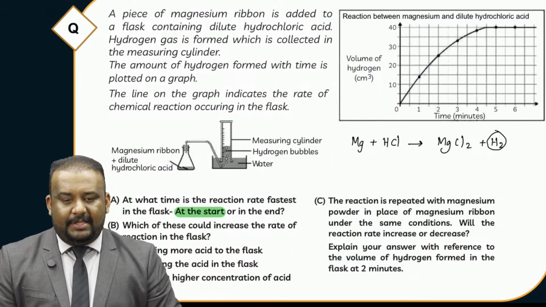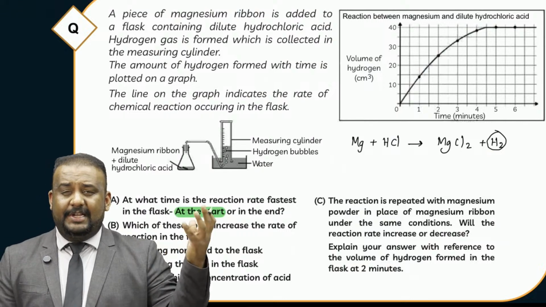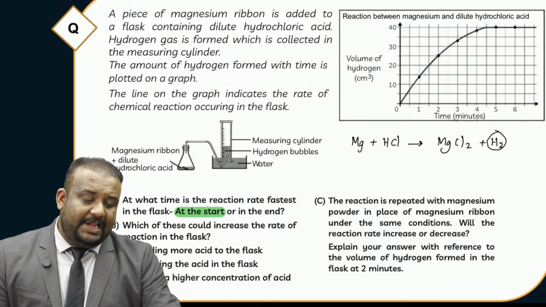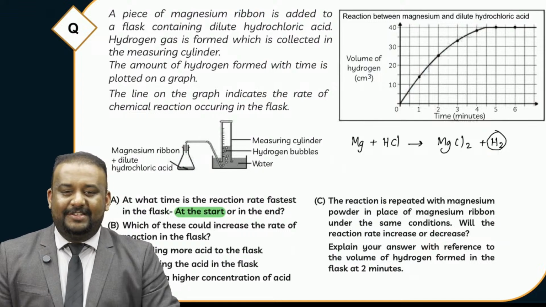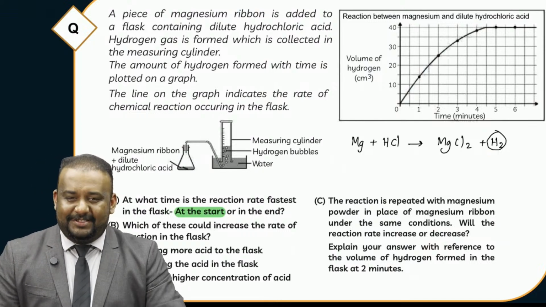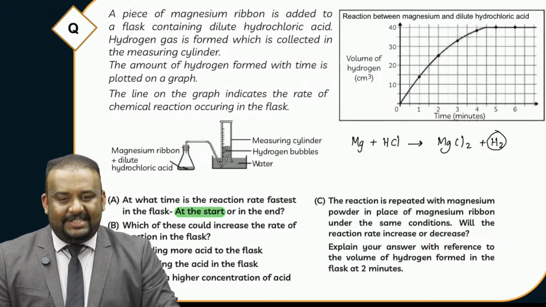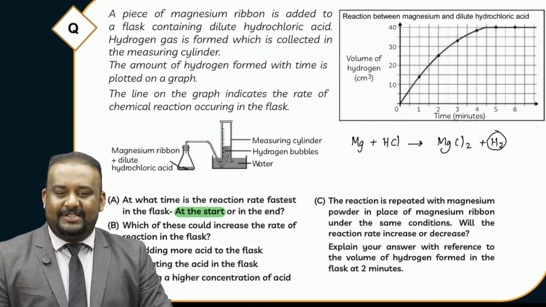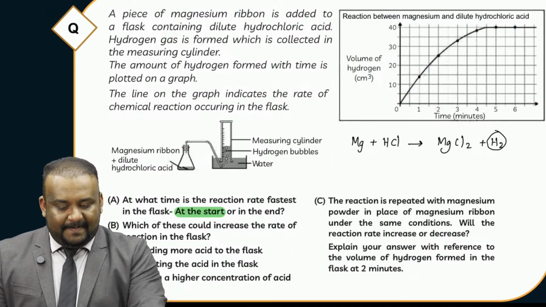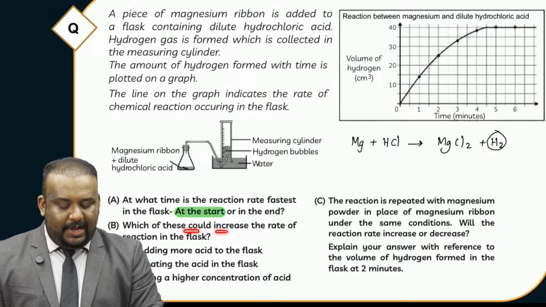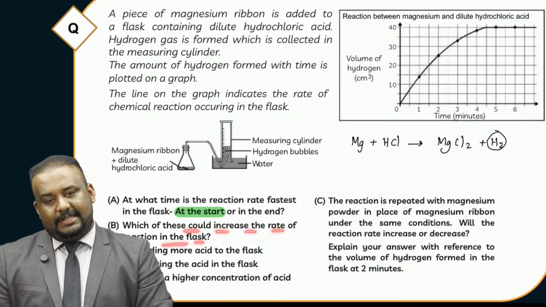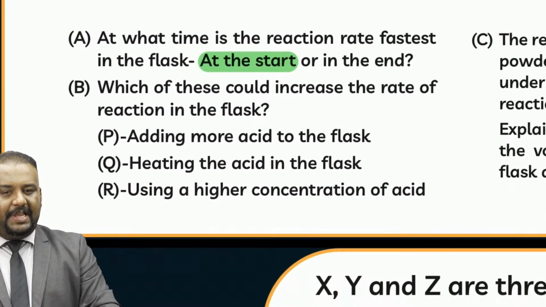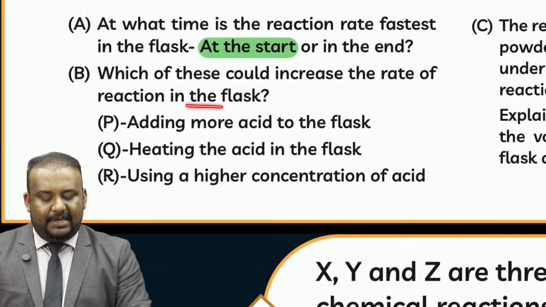When you reach 11th, 12th grade, there is an entire chapter dedicated to studying the rate of the reaction. It's called chemical kinetics. So those who are going to take science will see this coming up in your higher classes. Right. So which of these could increase the rate of the reaction in the flask? What are the methods by which we can increase the rate of the reaction in the flask?